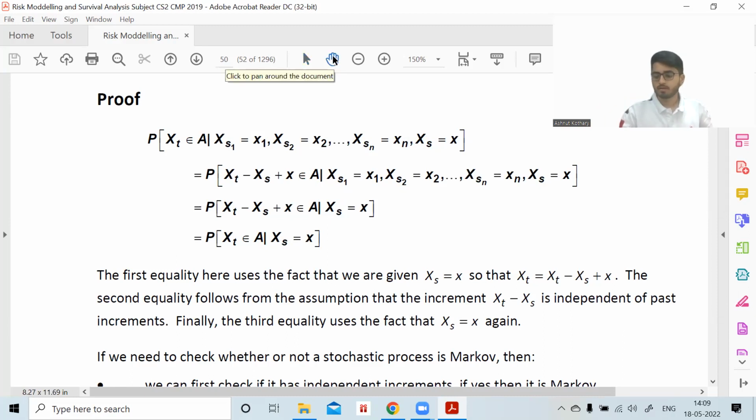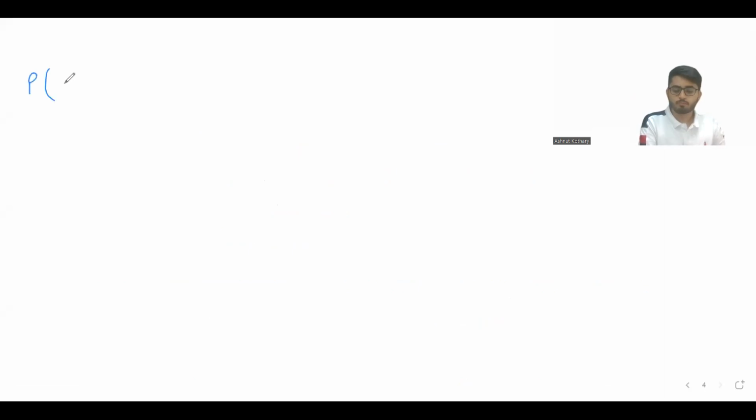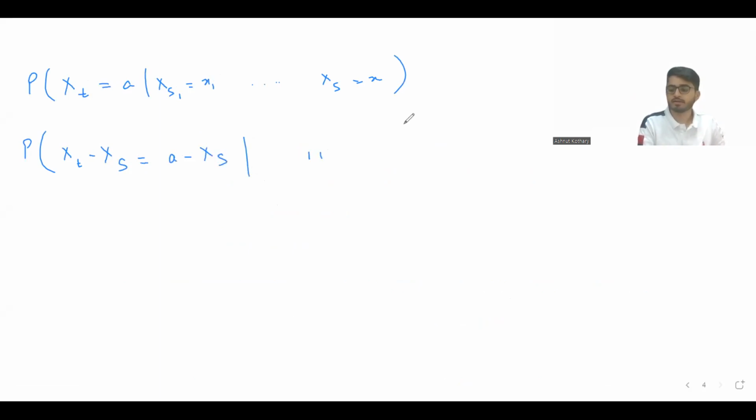Now, next step, let me write it over here. Probability Xt equal to A, given a lot of things: X1 equal to x1, and so on, Xs equal to x. Next step, what I write is probability Xt minus Xs is equal to, let's say, A minus x, given the above things. Just written one more step in between.